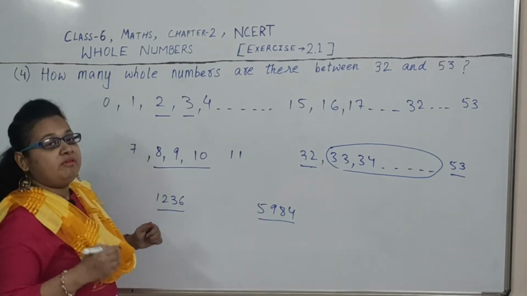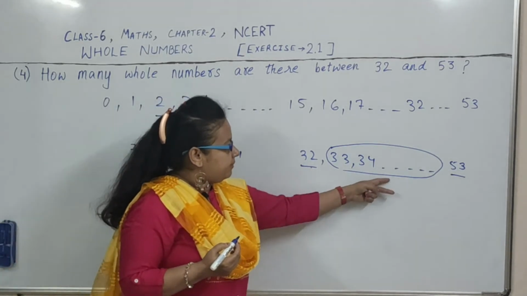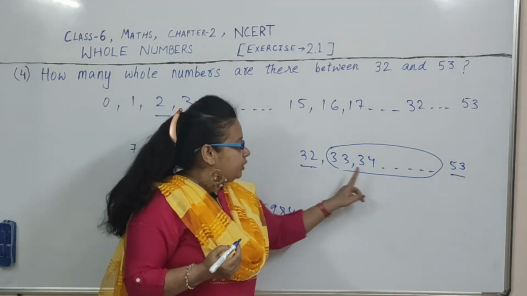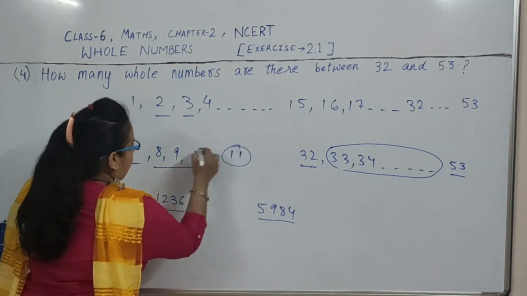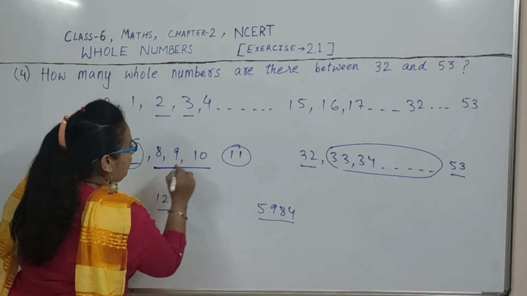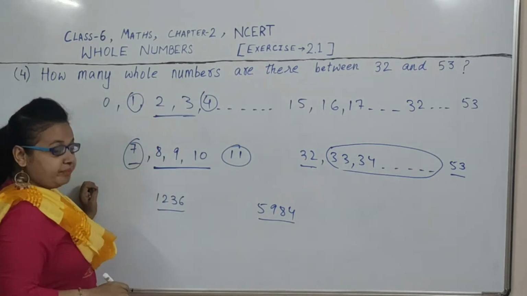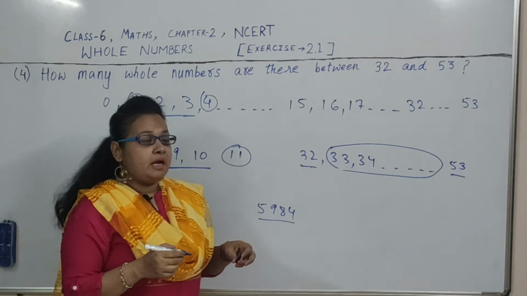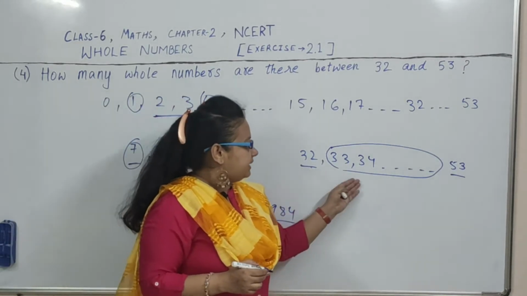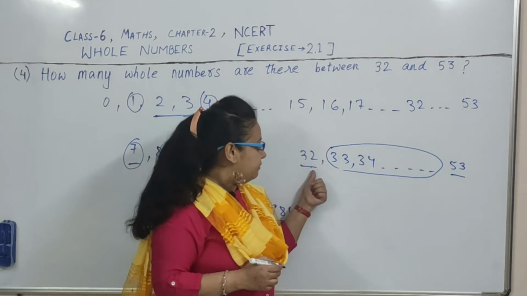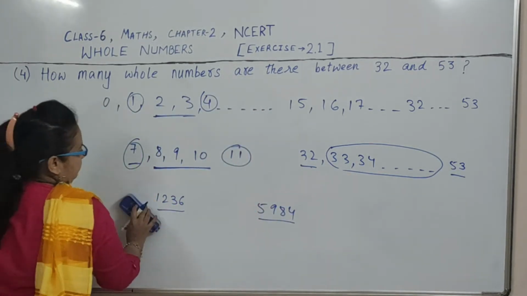So what we will do, we will find a formula to know how many whole numbers are there between two given numbers. We will find a formula so that we can apply it to any numbers and find how many whole numbers are there between the two given whole numbers. So let us find that formula.